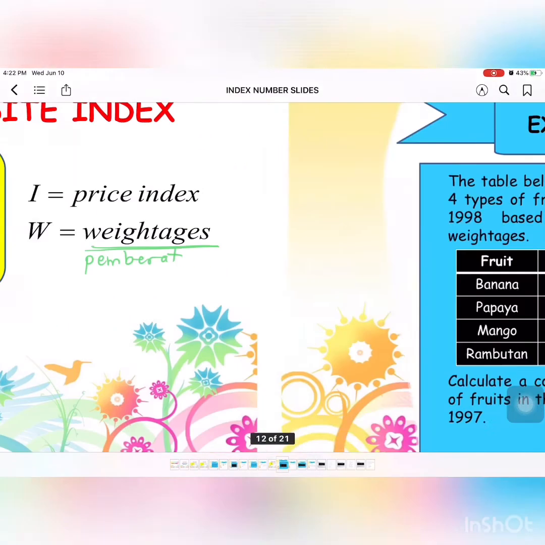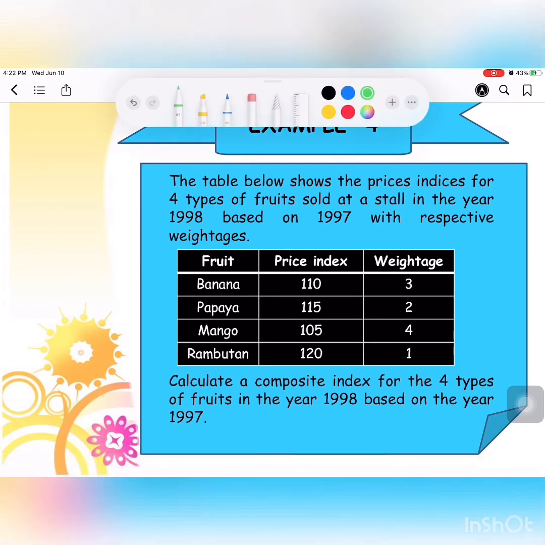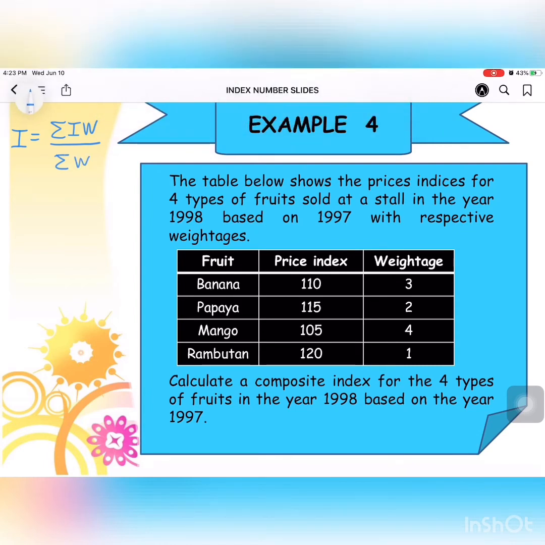Okay, next one. I'm going to rewrite the formula so that you will not get lost. Summation of price index times weightage divided by summation of weightage. In this case, let's see the question together. Example 4. The table below shows the price indices for 4 types of fruit sold at a stall in the year 1998 based on 1997, with respective weightages. Calculate the composite index for the 4 types of fruits in the year 1998 based on the year 1997.